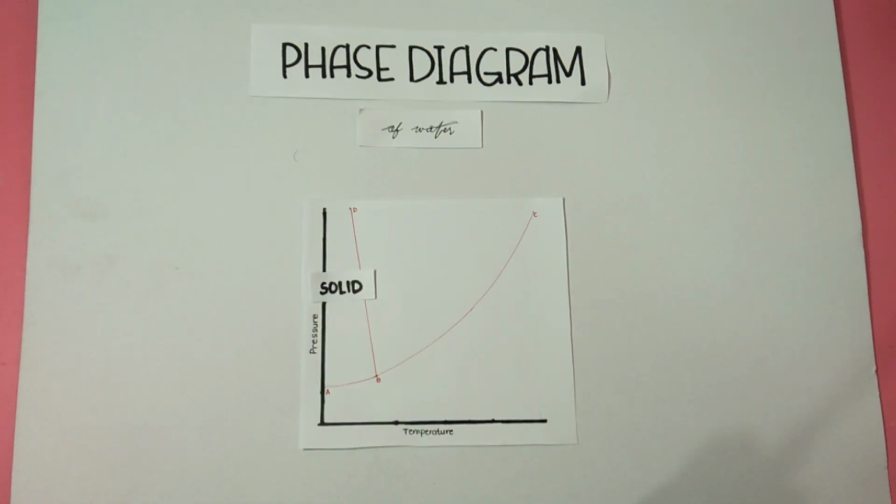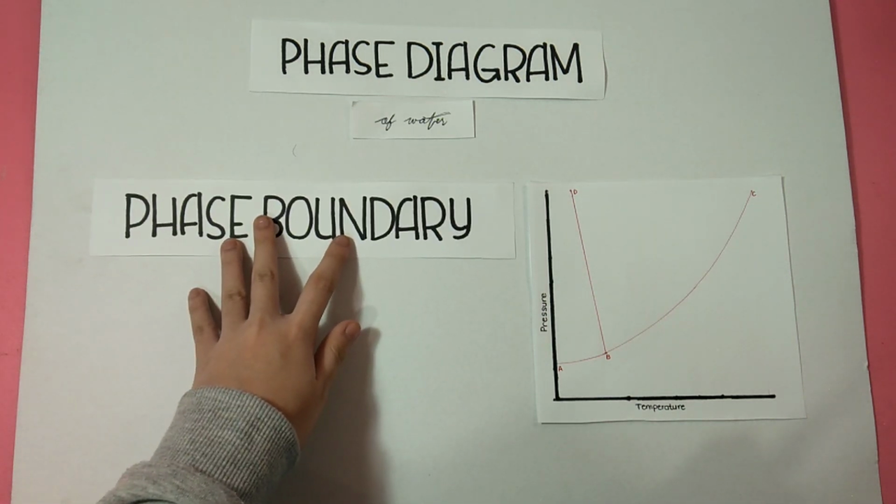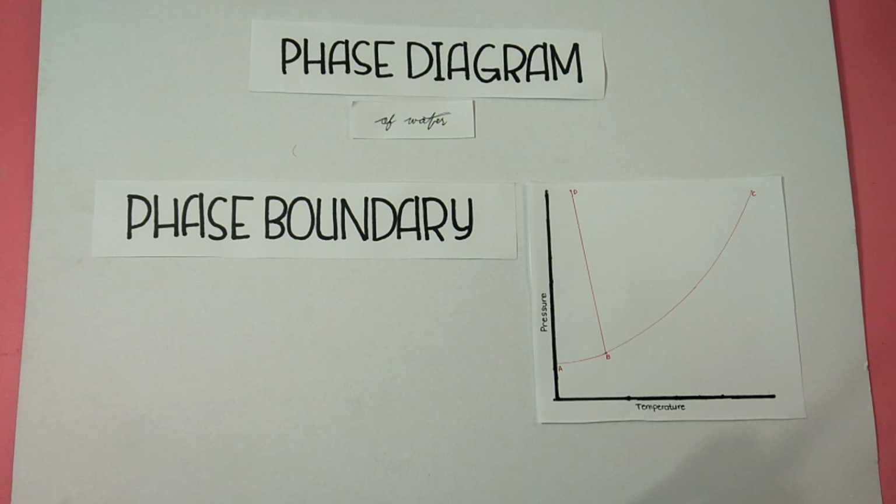This part is when the substance is in the solid phase. This part is when the substance is in the liquid phase. And lastly, this part is when the substance is in the gaseous phase. On a phase diagram, there's also this. Phase boundary is the line that indicates the conditions under which two states of matter are in equilibrium.